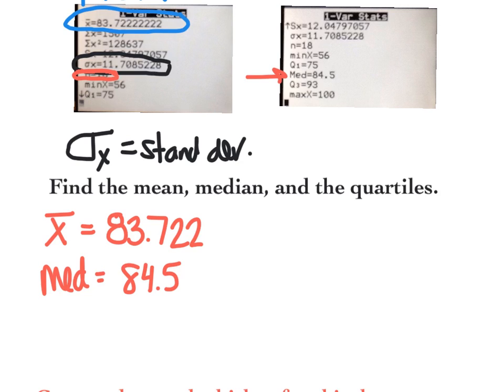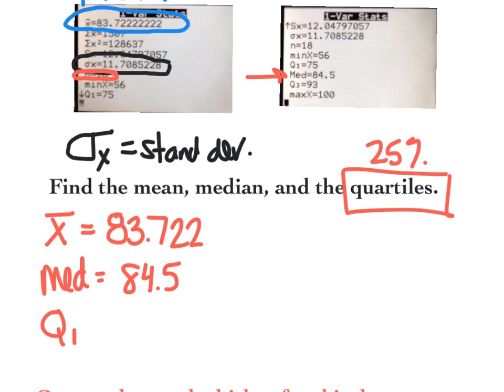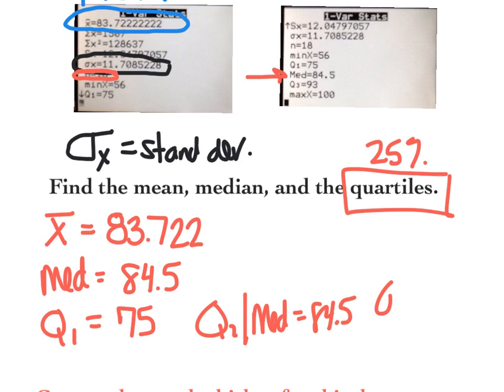And then it says state the quartiles. So quartile 1. When you think of quartiles, you think of what percent? Quarter? 25%. So it's broken up into 25%. Quartile 1 is 75. Quartile 2, also known as the median, we know is 84.5. Quartile 3 is 93. And then obviously the max is 100 and the min is 75.